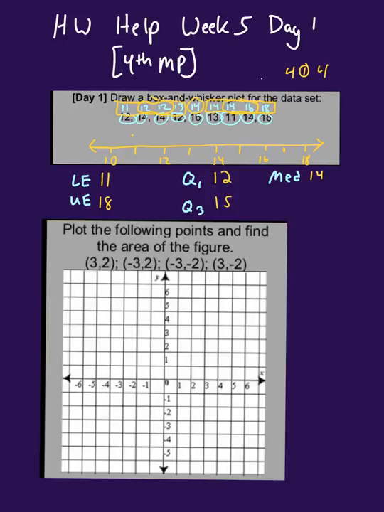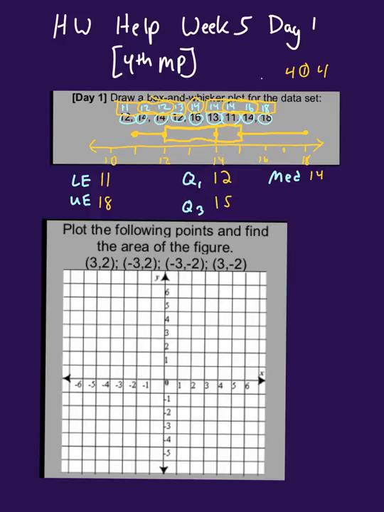Okay, so my lower extreme is 11, so let me make my pen a little bit fatter. I'm going to put a dot at 11. Q1 is 12. The median is 14. Q3 is 15. And the upper extreme is 18. So I put dots at those 5 spots, and then I connect my first 2 dots and my last 2 dots to make my whiskers, and a box in between, and a line through my median. And that's my box and whisker plot.